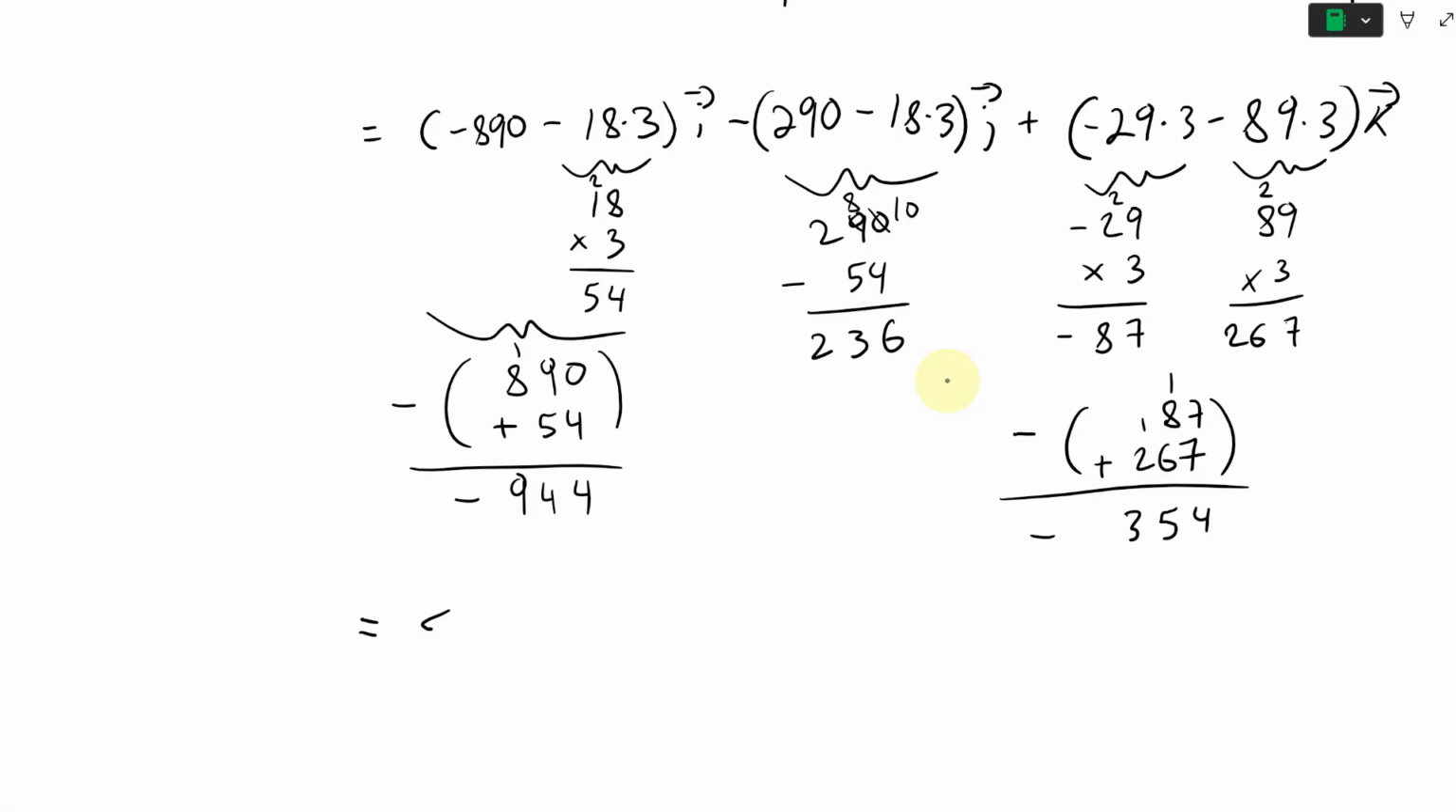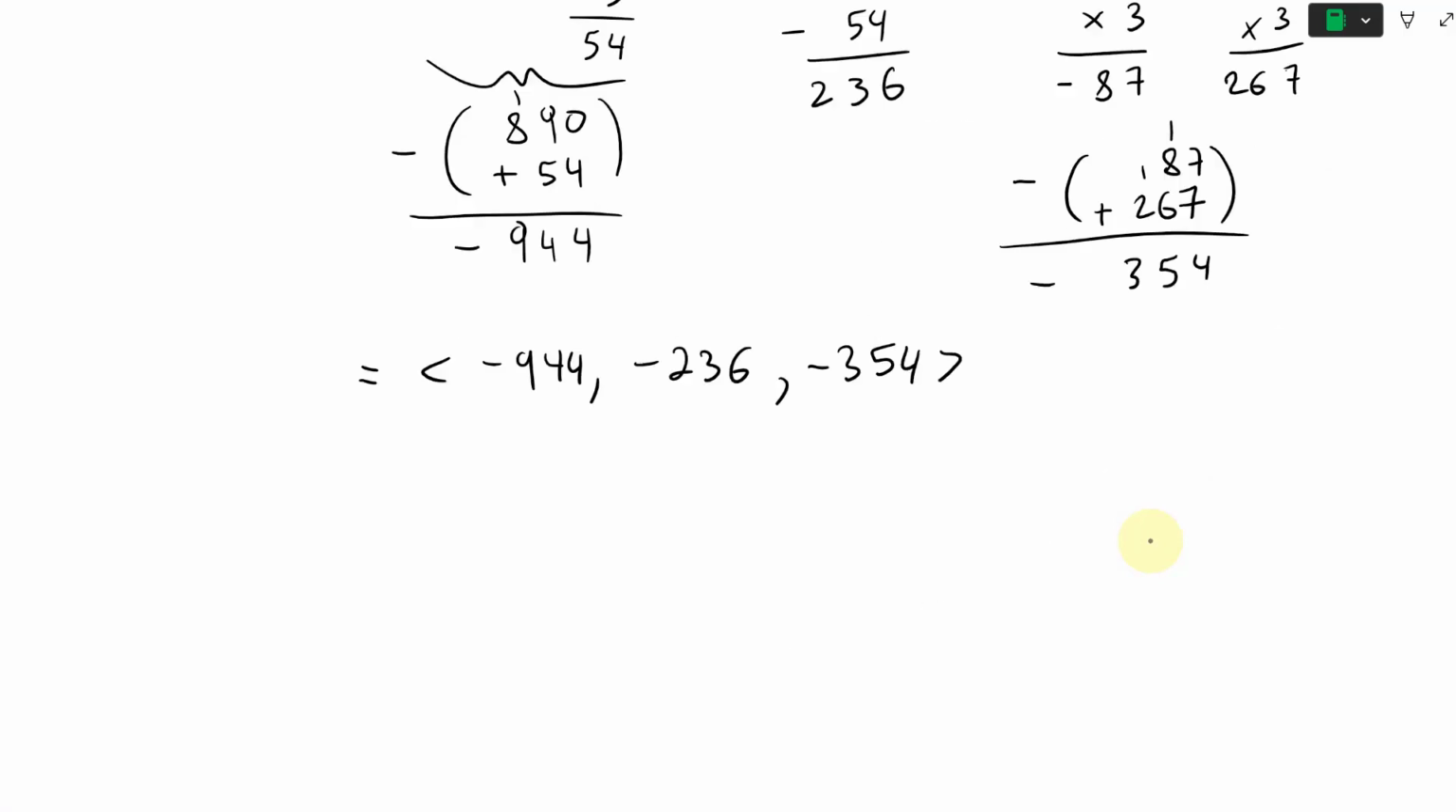All right, so then what we get is, finally this equals, and write it in the triangle bracket format. So negative 944. Now this one is 236, but there's a negative at the top there, so negative 236. And then lastly, this is going to be negative 354. So this is the normal vector. And now we could factor this out further. Well, I'm not going to explain how I did it. So I just did it with a calculator.